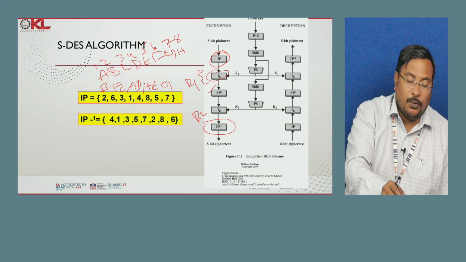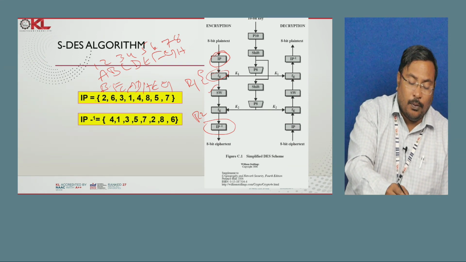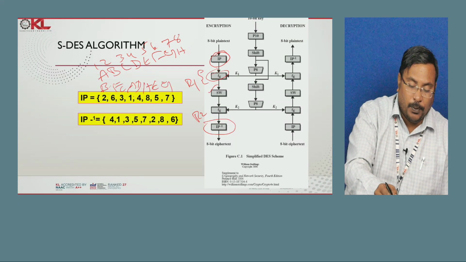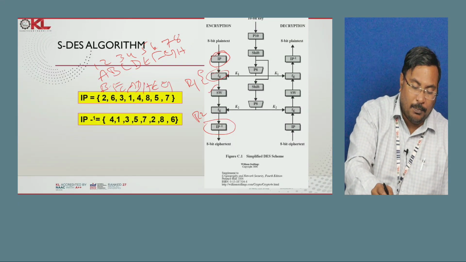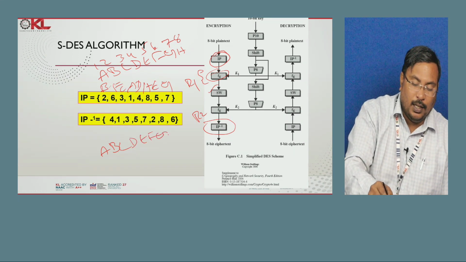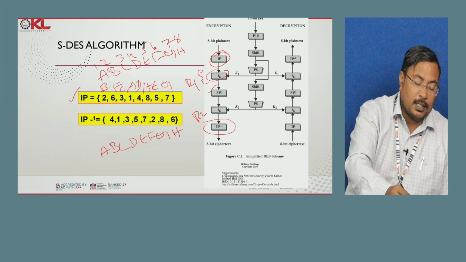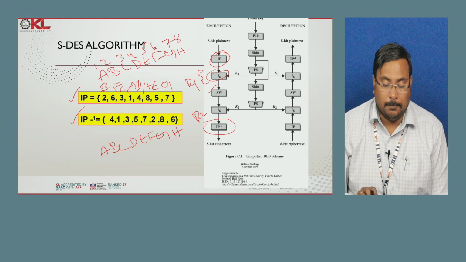So this is what we get using IP. Now with IP inverse, whatever the input is, it will get the fourth position value. Suppose this is the input I am going to get: the fourth position value is the first, that means A, the first position is second, B, the third position is third, the fifth position is the fourth, that is D, and so on. So you will get the plain text as usual. So this is the initial permutation and the initial reverse permutation.